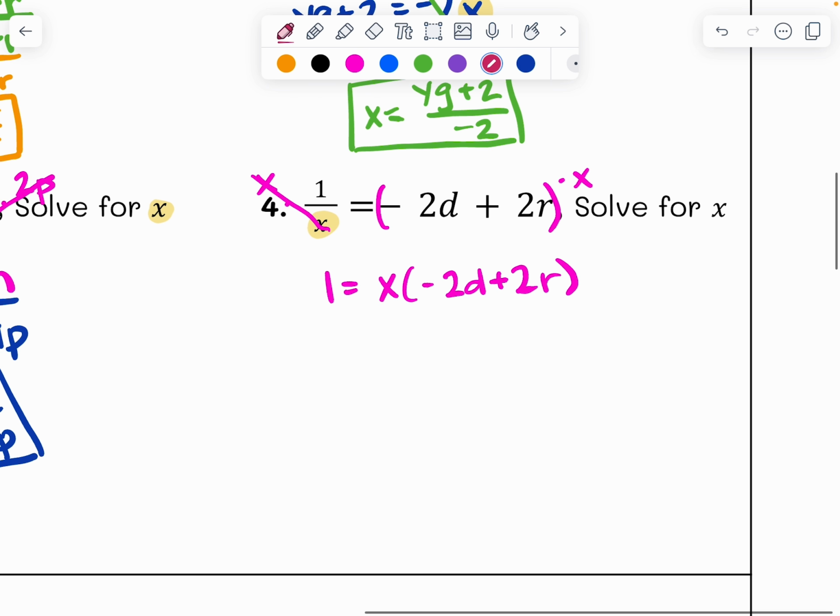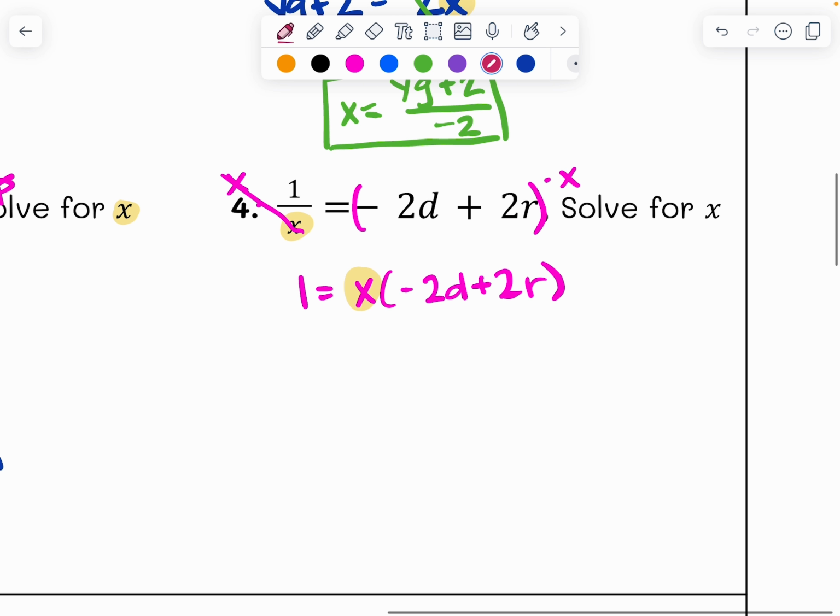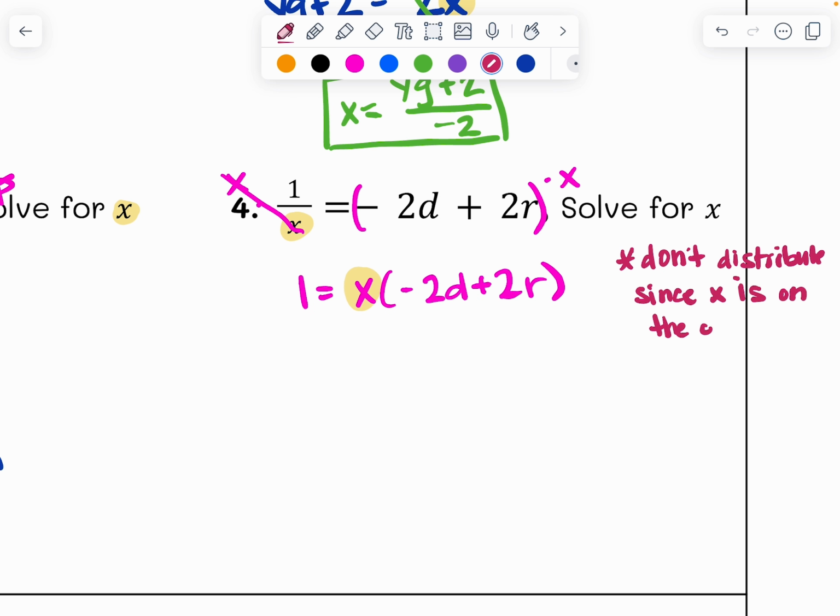Now, my target variable is outside the parentheses this time. In number 1, it was inside. But when it's outside, we're going to wait to distribute. So don't distribute. Since x is on the outside. So I have x being multiplied by negative 2d plus r.